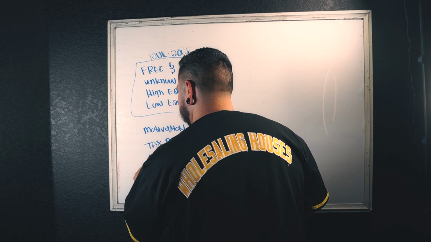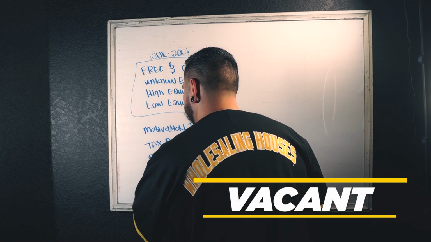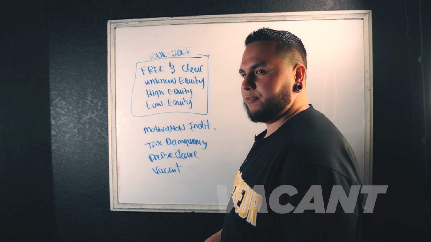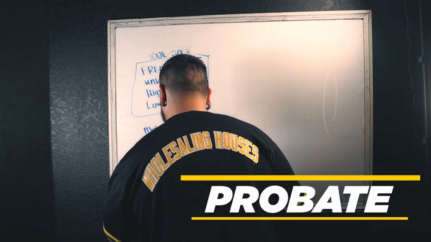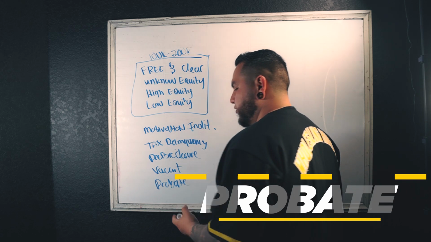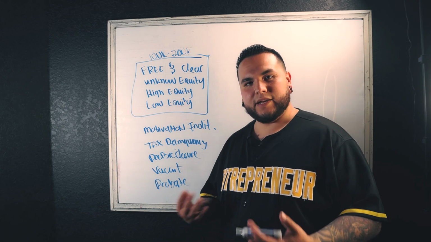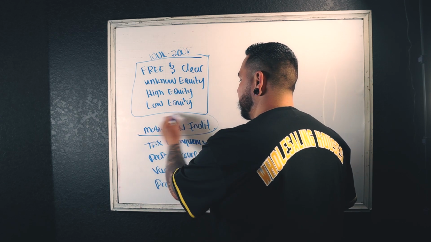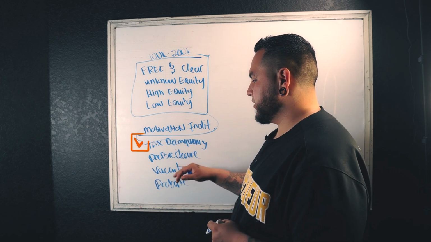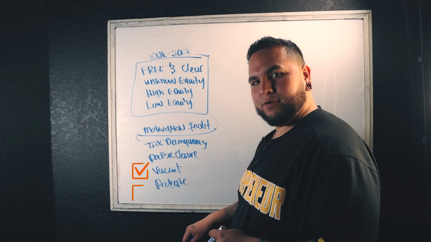How about vacancy? Properties that are currently vacant, that haven't been fully occupied in a while. Probate, that's death right there, meaning most of the time an estate has to be liquidated. What's another one, guys, that we can think of that's a solid motivation indicator? We have tax delinquency, pre-foreclosure, vacant, probate.